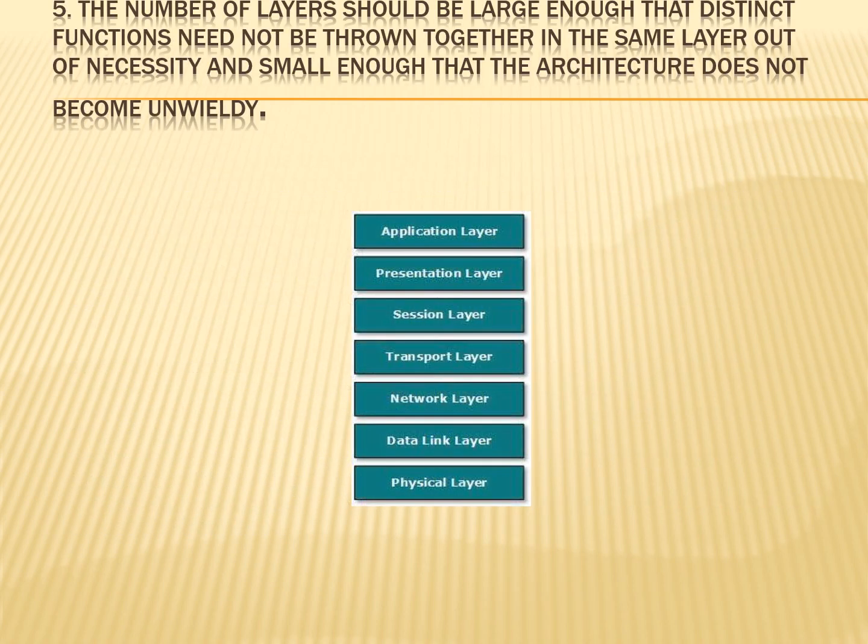The number of layers should be large enough that distinct functions need not be thrown together in the same layer out of necessity, and small enough that the architecture does not become unwieldy. The layers are: application layer, presentation layer, session layer, transport layer, network layer, data link layer, and physical layer.